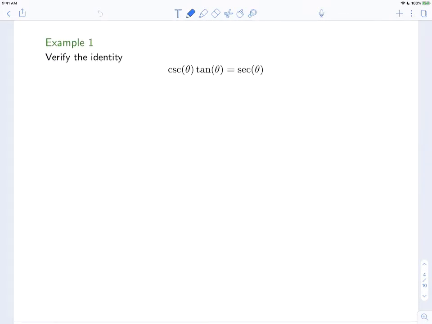Here's our first example. Verify the identity: cosecant theta times tangent theta equals secant theta. The way that we're going to do this is we'll start with the left side, which is more complicated. We'll rewrite it in terms of sine and cosine and then simplify. So we start with cosecant theta times tangent theta.